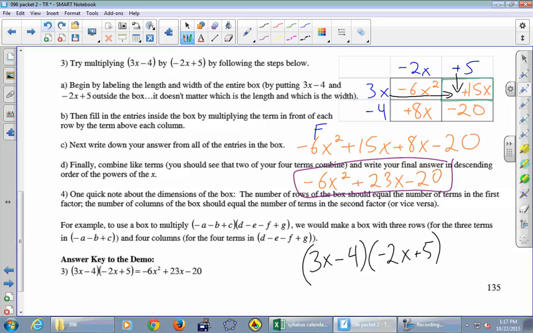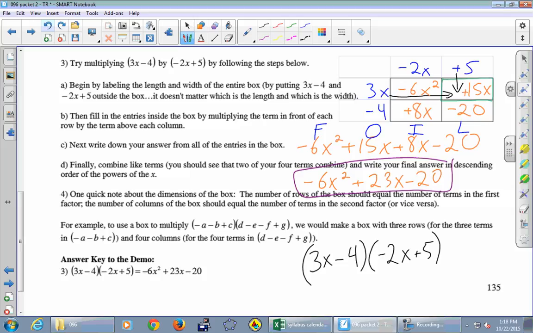If we do the outers, it's positive 15x, yes? That's this guy. Inners? Positive or negative 8x? Positive 8x, that's this guy is the inners, and then the last is negative 20, which is this. So the box is doing FOIL.